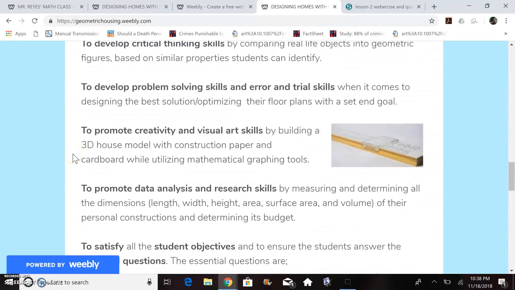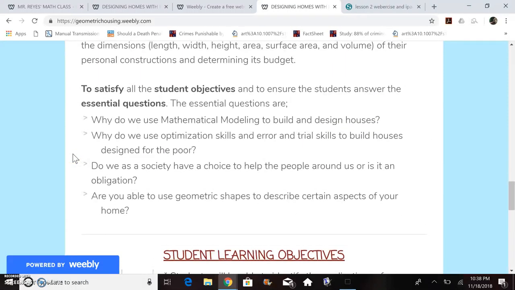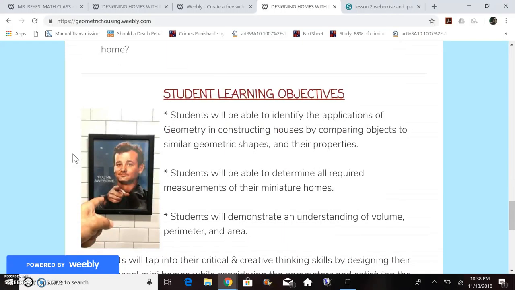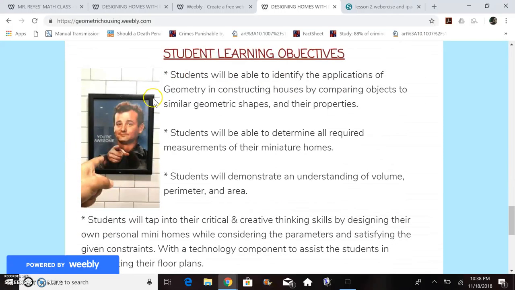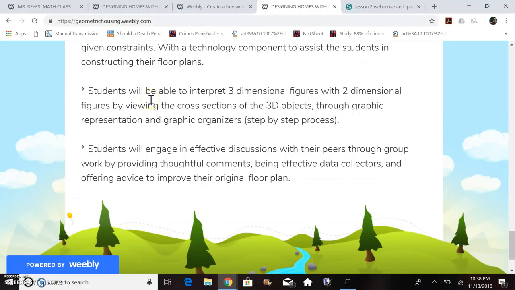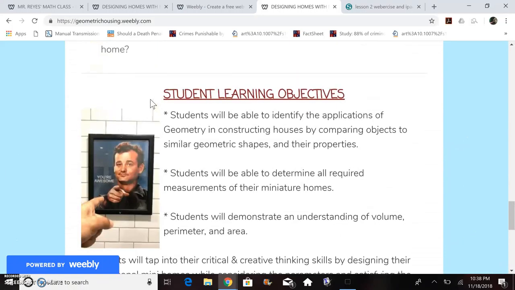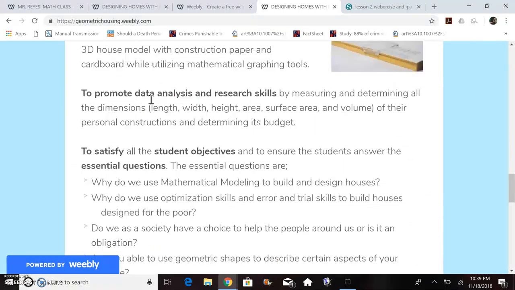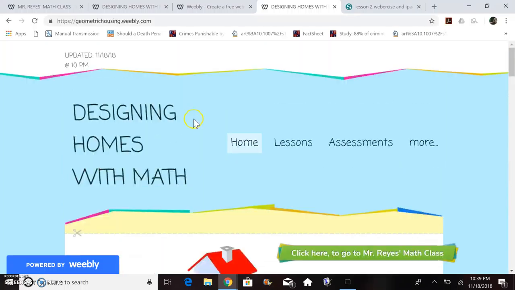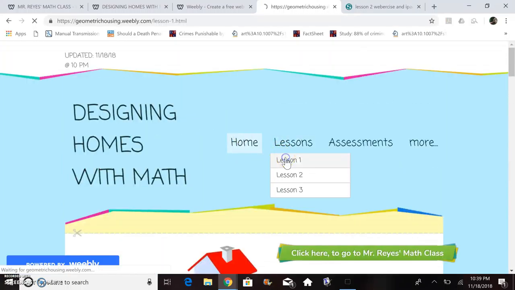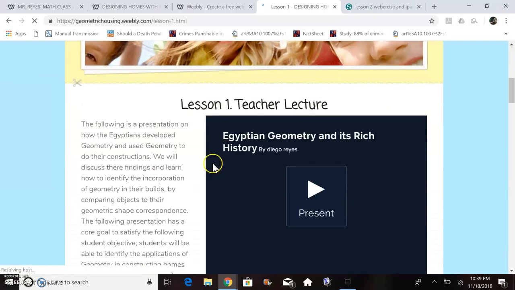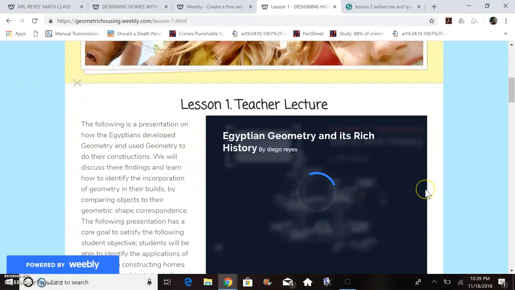Here are also the big ideas and the essential questions students must answer at the end of the digital unit plan to be assessed. Here you can also see the student learning objectives. These are objectives that will be incorporated in every lesson that I have provided. First, let's take a look at lesson number one. Although it says lesson number one, this will not be the first lesson.